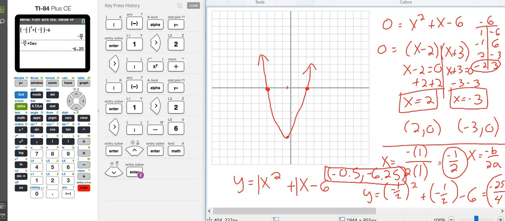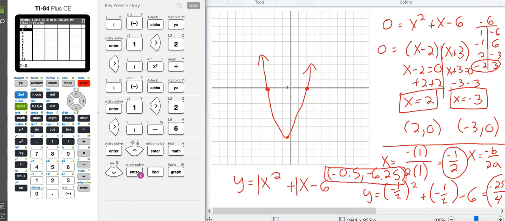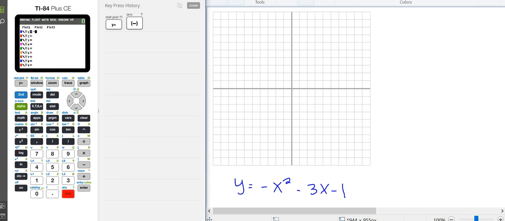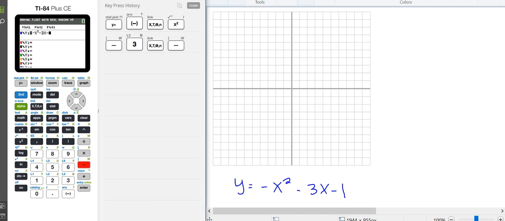There is one more way that you can graph parabolas, and with very minimal work, this is probably the easiest way, and that is to graph it on your calculator and look at the table by going to second graph, seeing what the calculator found for the y values. Let's look at an example. Let's say we wanted to graph the equation y is equal to -x squared minus 3x minus 1. What we can do is graph it on the calculator: y equals -x squared minus 3x minus 1.